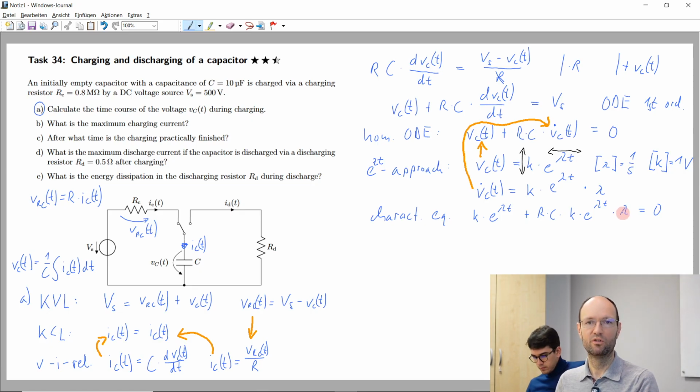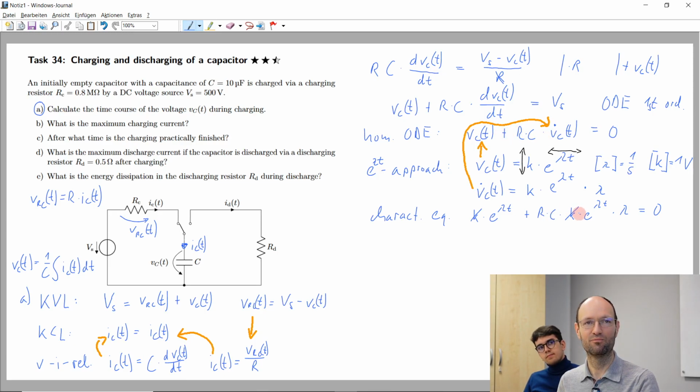For this, we would need to simplify this equation a bit. How do we simplify it? Get rid of k and e to the power. Exactly, we can divide by k because k should not be 0. We cannot divide by 0, but k should never be 0, because if k is 0, then our function would always be 0, which would be, of course, a solution of this differential equation, because 0 plus 0 is 0, but it's a trivial solution.